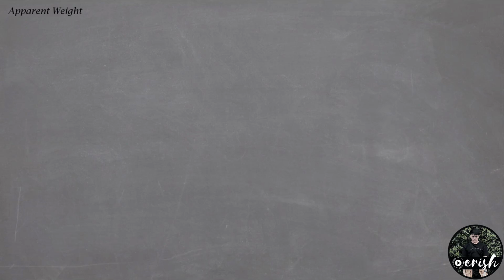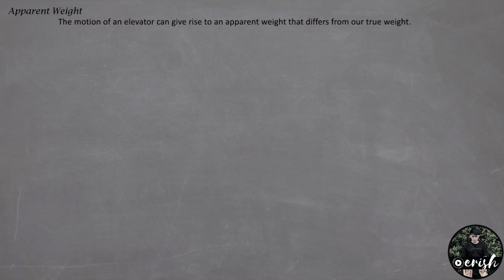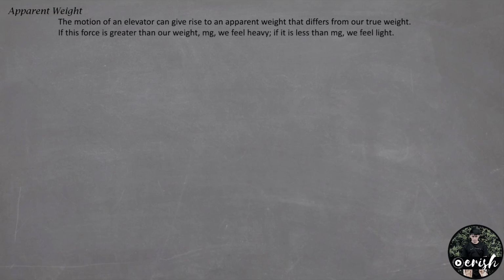So sa elevator, nagkakaroon tayo ng apparent weight na tinatawag, or yung pag-iiba ng weight natin. The motion of an elevator can give rise to an apparent weight that differs from our true weight. And if this force is greater than our weight, we feel heavy. If it is less than our weight, we feel light.